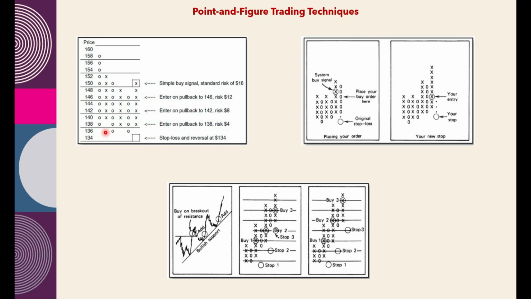But at the first box, we can place a simple buy signal. However, when we place the buy here, our stop loss is right here. There is an excess amount of risk involved, right? So instead of buying here, we can wait for the next pullback and purchase at 146. We'll have some O's and then some X's once it reaches 146, but now the risk is lower. Similarly, when we buy at 138, our risk is further lower.